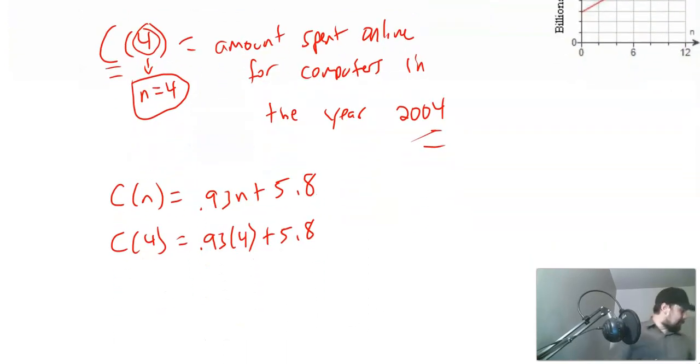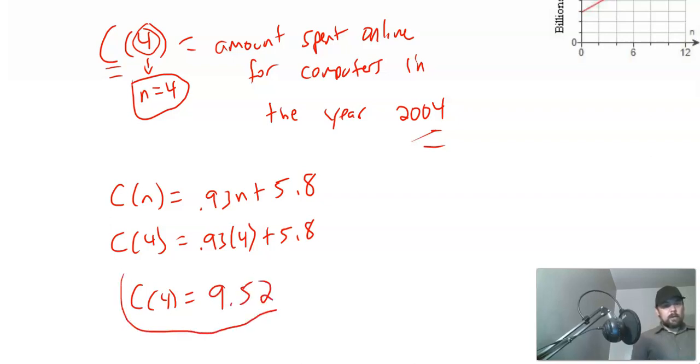And I'm going to need a calculator for this, and my phone was buzzing earlier, so I know it's nearby. So that's right here. And so I'll get 0.93 times 4 plus 5.8. And so I get that C of 4 is equal to 9.52, which tells me that in the year 2004, $9.52 billion were spent on computers online.